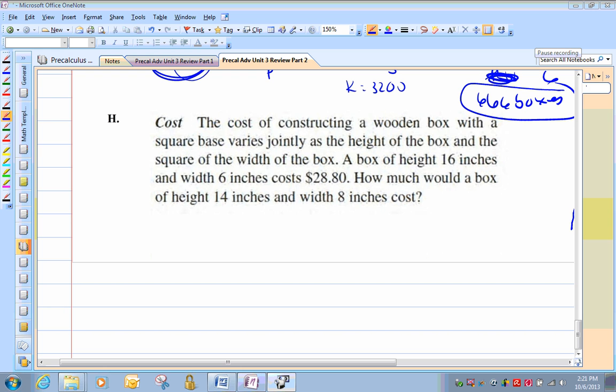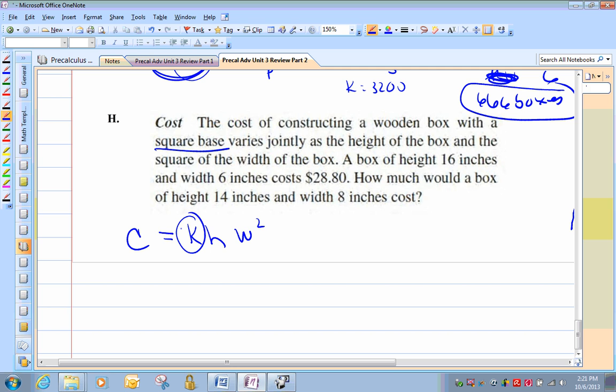Let's read this together. The cost of constructing a wooden box with a square base varies jointly as the height of the box and the square of the width of the box. So the cost equals K times the height of the box times the width of the box squared. And that makes sense because if it's a square base, then the area of the base would be the width squared.